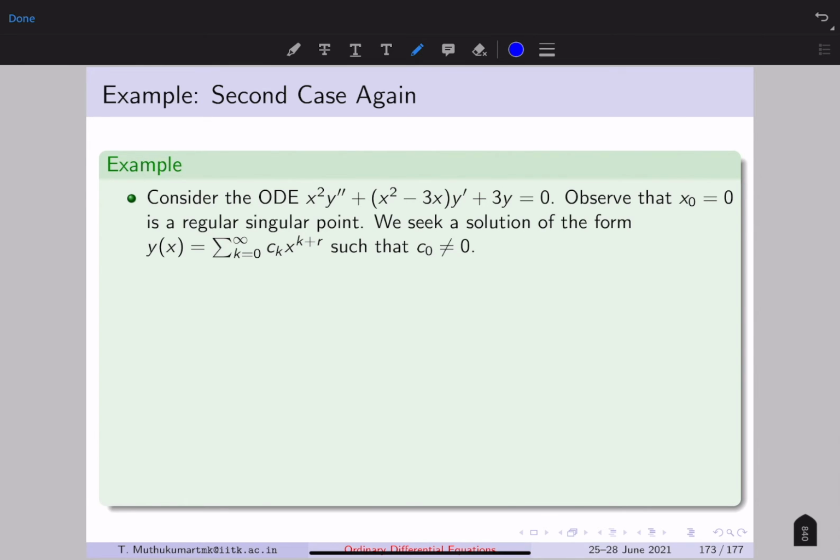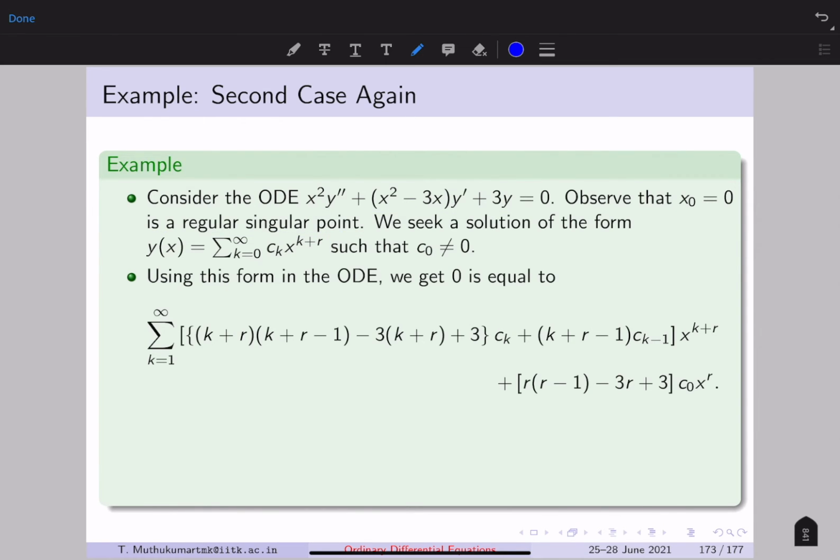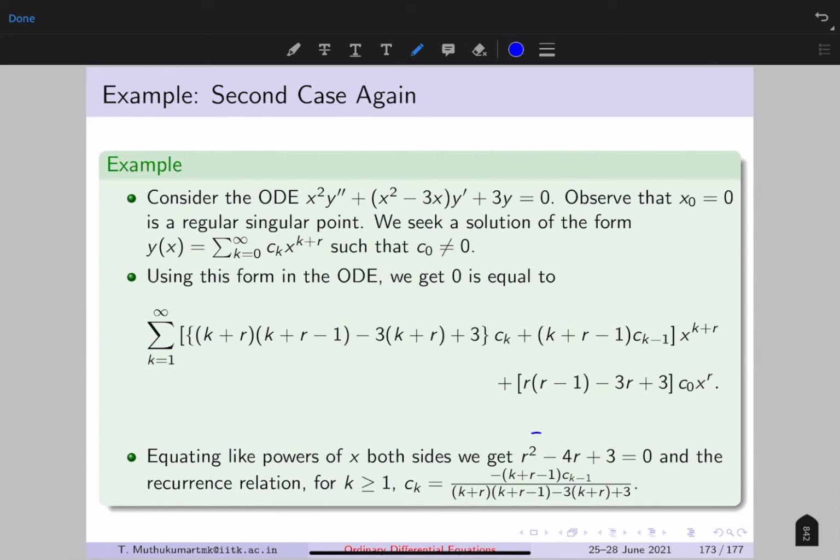Let's look at another example, and this is again to illustrate the second situation where the difference is a positive integer, but then something else will happen. So you have an ODE, you can verify that x equal to 0 is a regular singular point. So use this Frobenius power series form here, and substitute in the ODE. C0 is not equal to 0. Then if you substitute and segregate terms appropriately, you will get an equation of this form, 0 equal to this form. Now if you equate the like powers, since C0 is not 0, you already have an indicial equation coming from here, and then the other one will give you the recursive relation. So you have the indicial equation here and the recursive relation here for k bigger than or equal to 1.